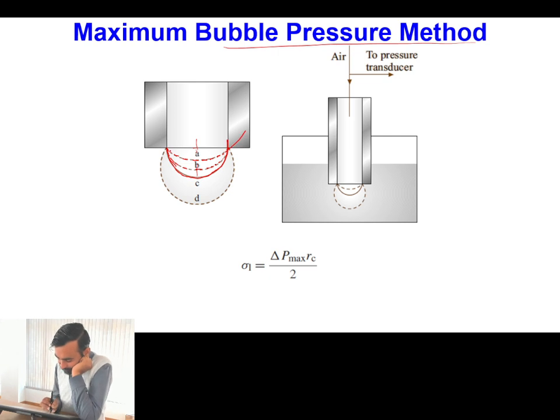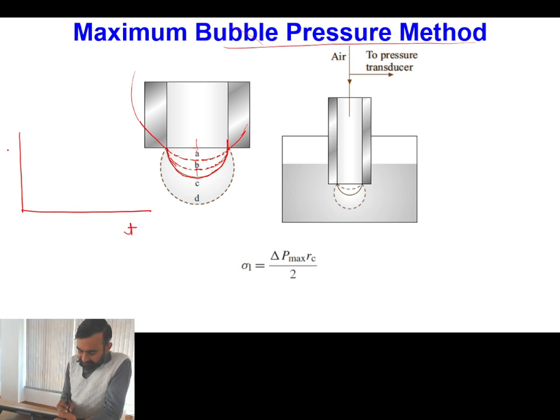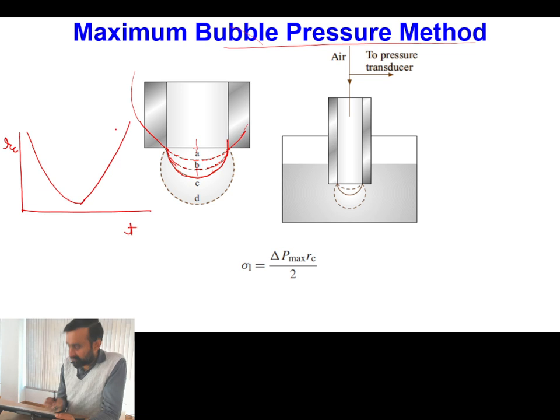at point A, the radius of curvature was extremely large. When I come to B, it has decreased. At C it is minimum, and after point C it has again started increasing. Okay, so now what can happen? I can say that with time the radius of curvature RC will show variation something like this.